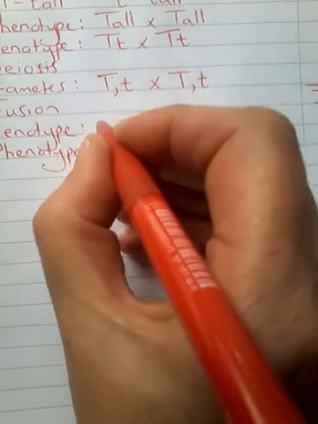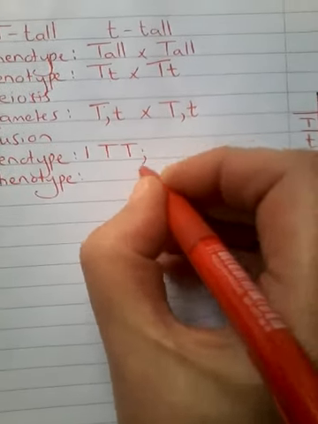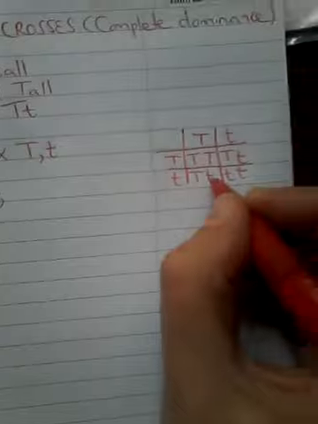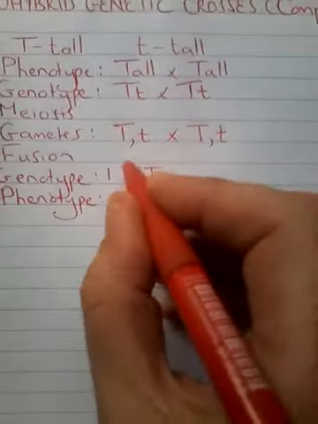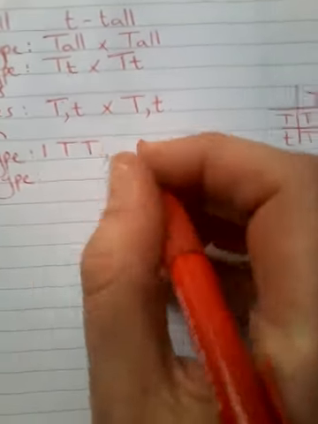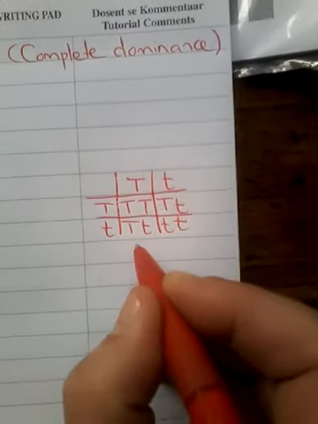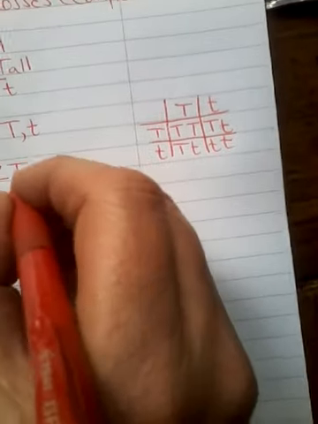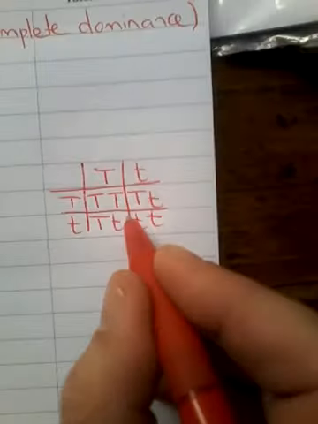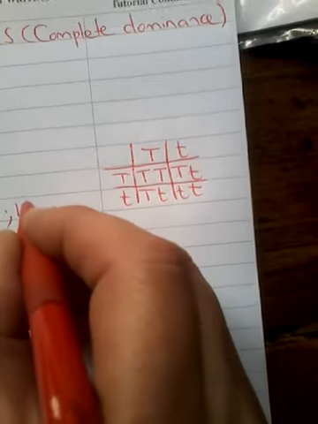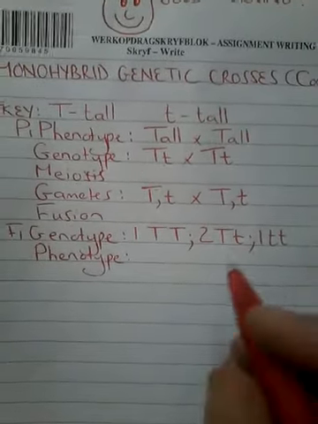So we've got 1 capital T capital T, homozygous dominant. Then we've got 2 heterozygous. And we've got 1 homozygous recessive. Okay, that's our genotype.